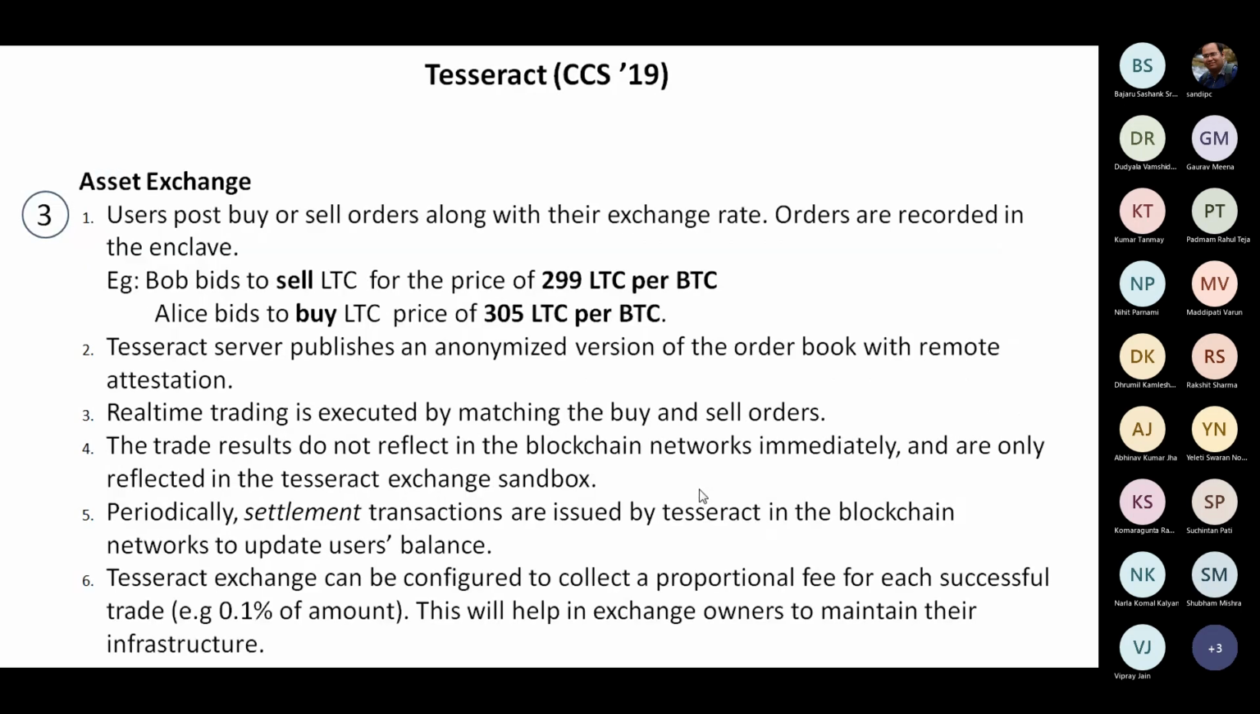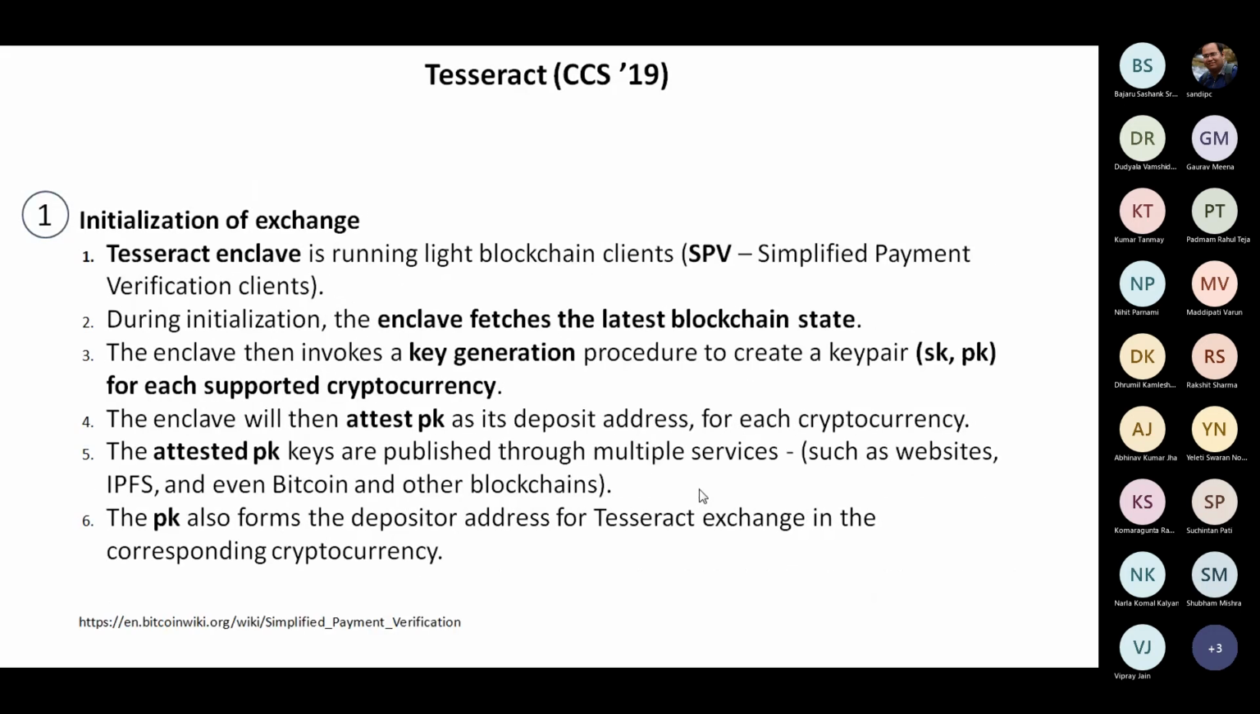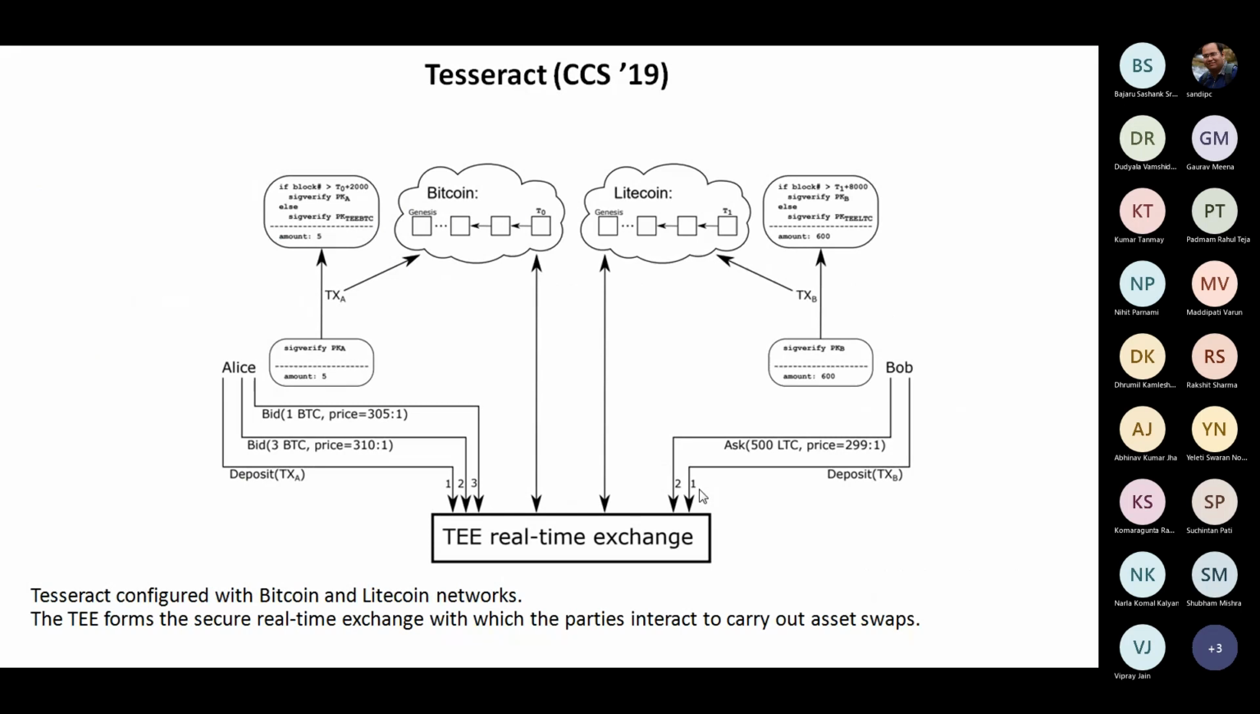Now, how does the asset exchange take place? Users will post buy or sell orders with their exchange rates. Orders are recorded in the enclave. If we go back and look at the diagram, part of it will be clear. Here Alice has already deposited some amount in the Bitcoin network, part of this exchange, and Bob has deposited some amount. Say Bob has deposited 600, and Alice has deposited 5 bitcoins, as in their respective networks.